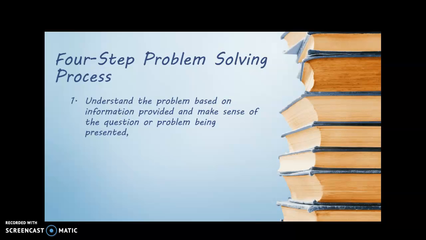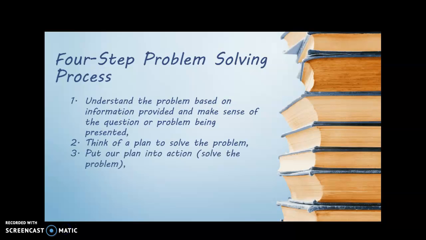Multiplication problems. That is correct. So the first thing we will need to do is understand our multiplication problems. Our second step will be to think of a plan to solve the problem. So we're going to have to put on our thinking caps and come up with a plan to solve our multiplication problems. The next thing we're going to do is put our plan into action.